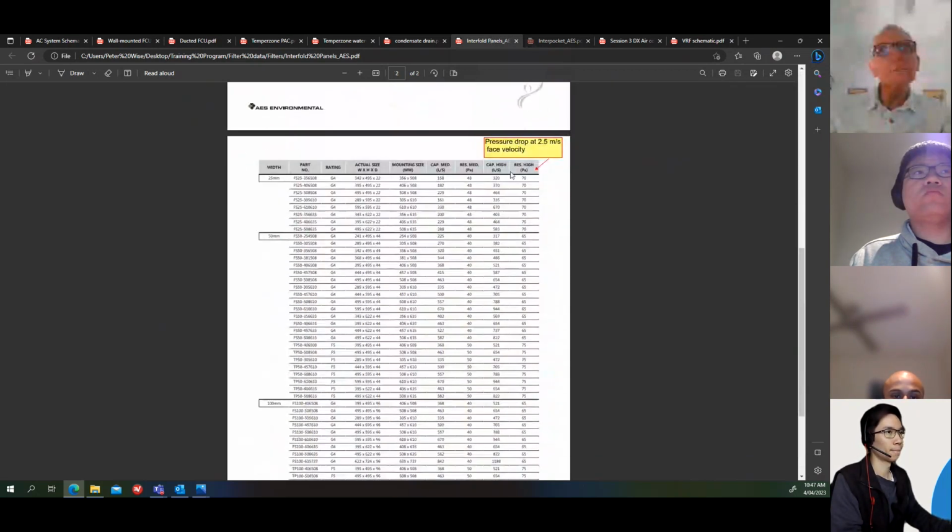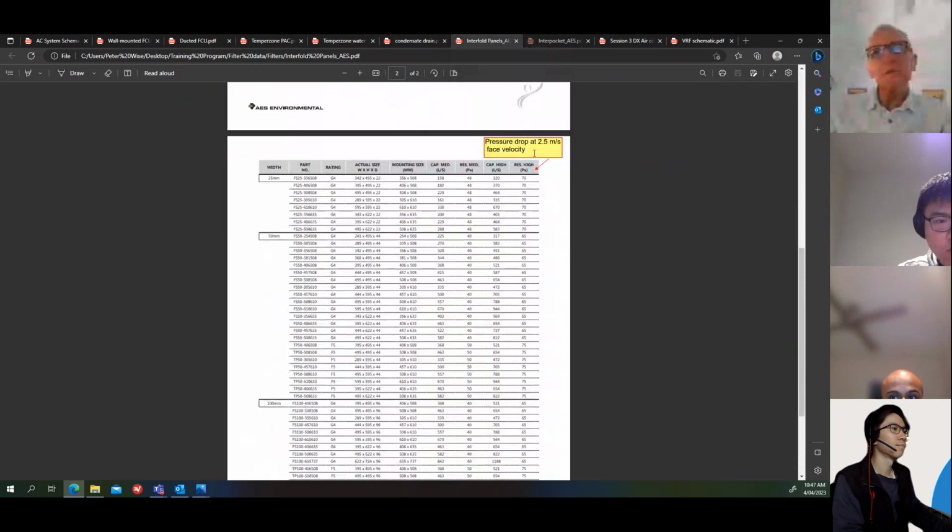Depending on the size, the pressure drop over on the right-hand side for high capacity is normally rated at 2.5 meters a second face velocity. So if your face velocity is less than that, your pressure drop will be lower. So that's important in your fan static calculations, to know what the correct pressure drop is when it's clean, so you can do your calcs.